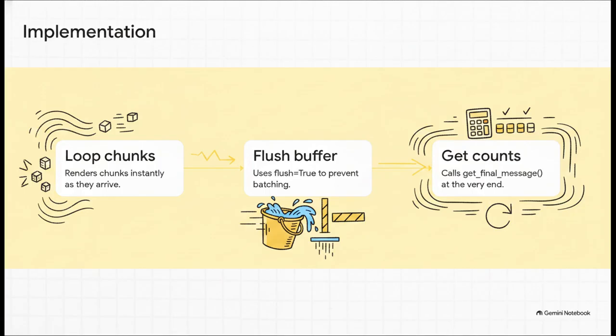Step 2, and you absolutely cannot forget this, you must use the argument flush=True. This is basically the magic instruction that forces your system's buffer to clear out instantly. Without it, your system might just lazily batch the text together behind the scenes, which completely defeats the entire purpose of streaming. And finally, step 3. After the loop is completely 100% finished, you call get_final_message. This returns the completed message object, which, as we'll see, is exactly where you need to pull your token counts from.